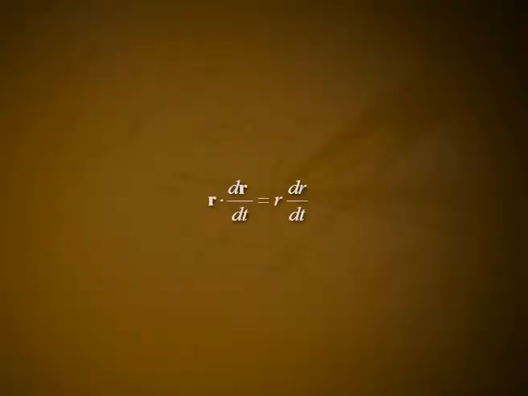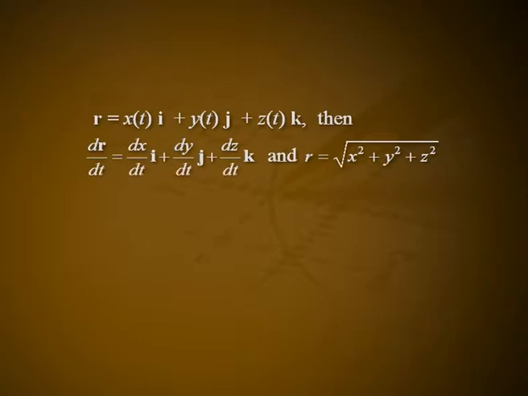Example 1. Show that r dot dr/dt is equal to r dr/dt, where r is equal to the magnitude of vector r, which is equal to the square root of x squared plus y squared plus z squared. Solution. Let r be equal to x(t)i plus y(t)j plus z(t)k. Then dr/dt is equal to dx/dt i plus dy/dt j plus dz/dt k, and r is equal to the square root of x squared plus y squared plus z squared.